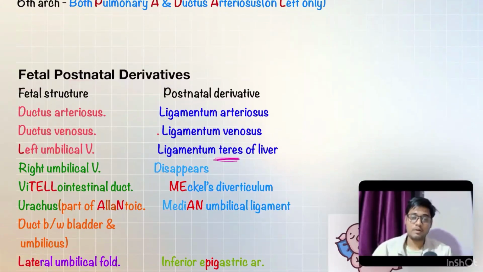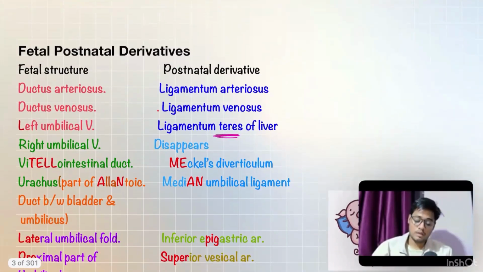Fetal postnatal derivatives: ductus arteriosus in the fetal life forms the ligamentum arteriosus in the adult life. Ductus venosus forms the ligamentum venosum. Left umbilical vein forms the ligamentum teres of liver. You can remember that by L for left, L for ligament, L for left and L for ligament. Okay, from right umbilical vein, nothing is formed. Right umbilical vein disappears in the adult life.